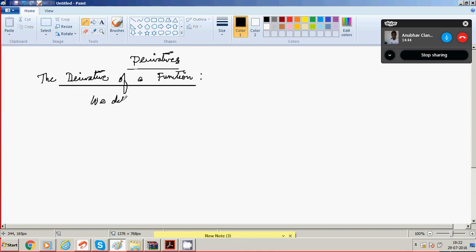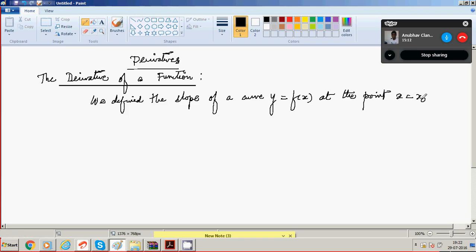We defined the slope of a curve y equal to f of x at the point x equal to x0 to be m equal to limit h tending to 0 of f of x0 plus h minus f of x0 over h.